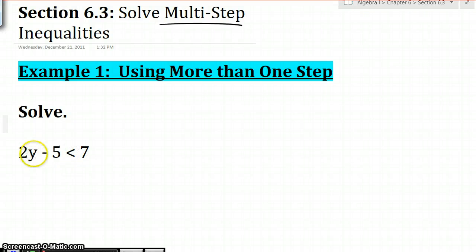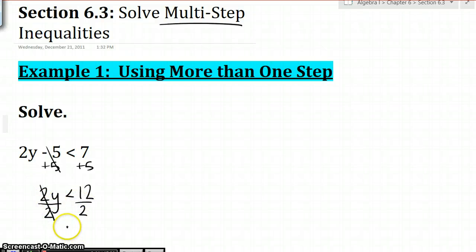So same steps, we're trying to get y by itself. We've got to move the 5, do the opposite, so move it to the other side. And we have 2y is less than, this would be 12. And to get y all by itself, it's 2 times y, do the opposite, divide by 2. And our answer is y is less than 6. It is that simple.